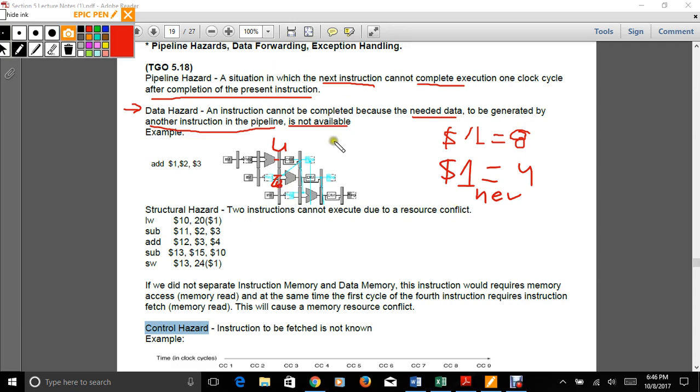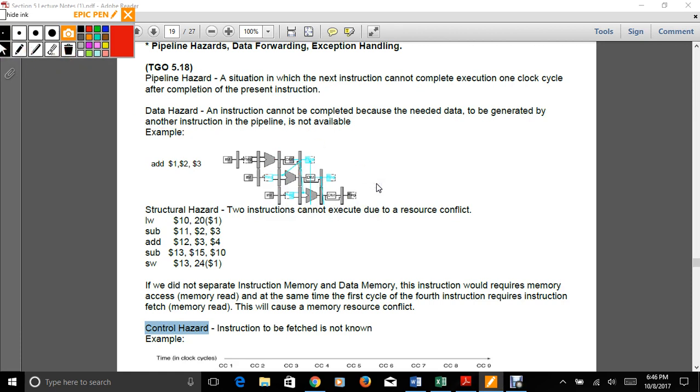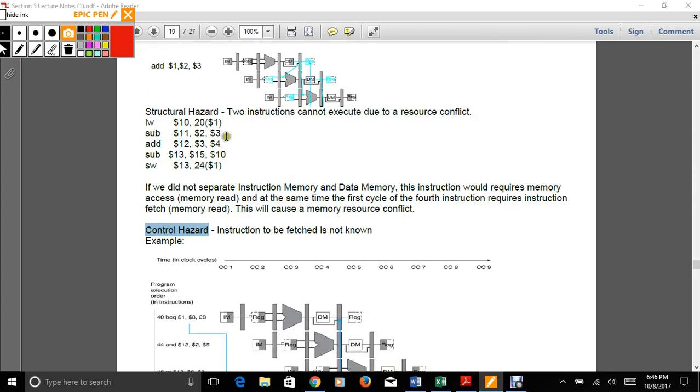And so this light blue represents all of the potential places where a hazard could take place. And basically what this means is I need to somehow get the values back to the arithmetic logic unit before I perform a calculation. And we're going to be going over how to do that later in this section in a concept called data forwarding. So, a structural hazard.